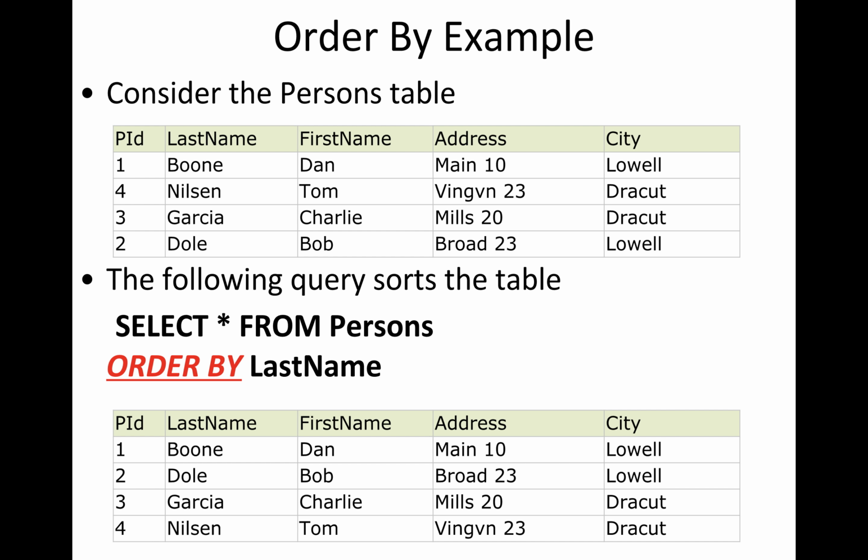Now, if you have multiple columns, they only make sense if the previous column has multiple instances of the same value. So if you have lots of Boones and lots of Doles and lots of Garcias and lots of Nielsens, then ordering them by first name makes sense. But if you don't have any repetition in the previous columns, then ordering by a second or third column is meaningless.